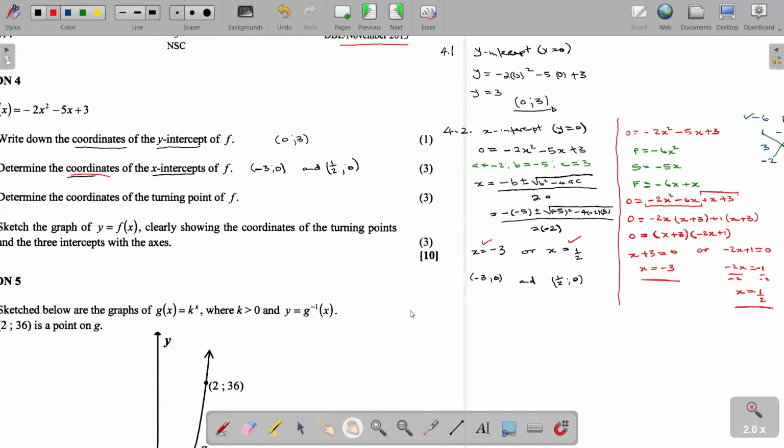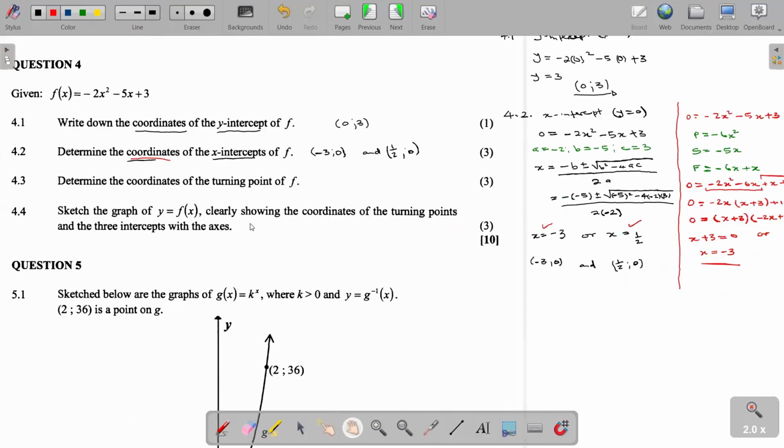Then we go to the next question. They are saying determine the coordinates of the turning point of F. That is question 4.3. So, given our function, knowing that we know A, we know B, we know C, the x value at turning point is equal to minus B over 2A.